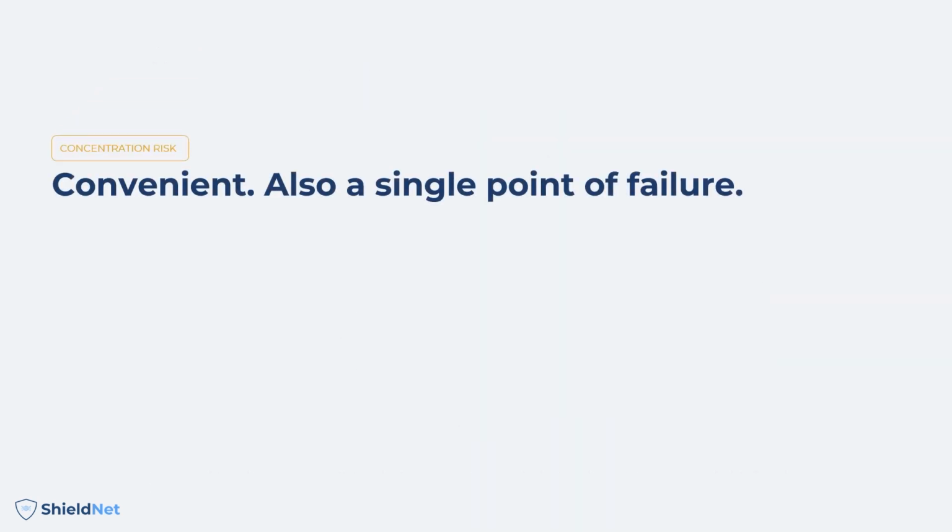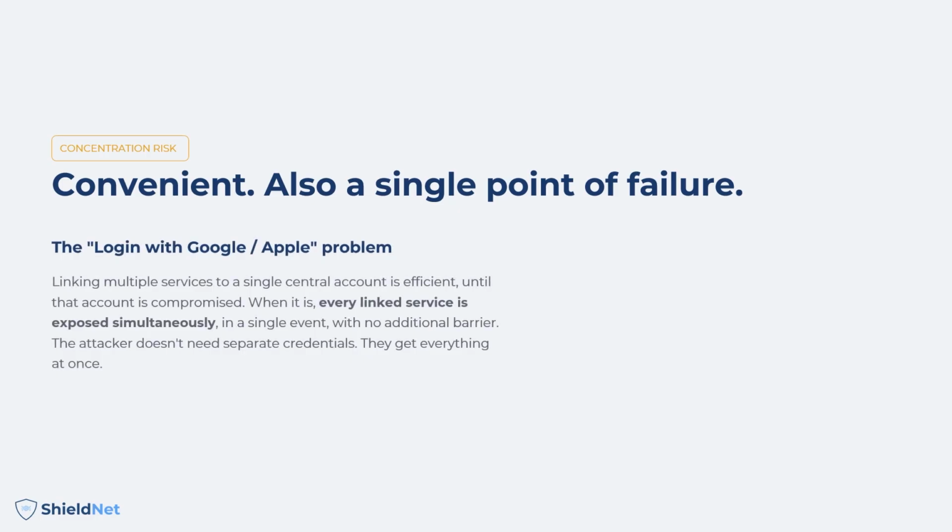Now, the concentration risk that many people do not think through. Login with Google, login with Apple, login with Facebook. These are convenient and, for the individual services they protect, more secure than reusing passwords. But the risk is concentration. If the central account, Google, Apple, or Facebook, is compromised, every service linked to it through that login is simultaneously compromised. The mitigation is not to stop using these logins.